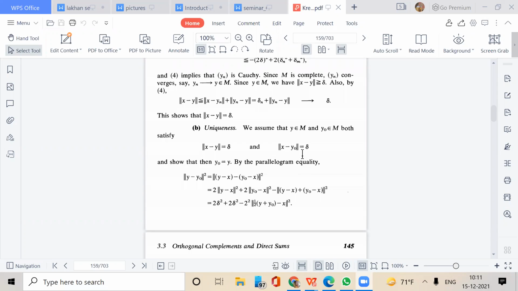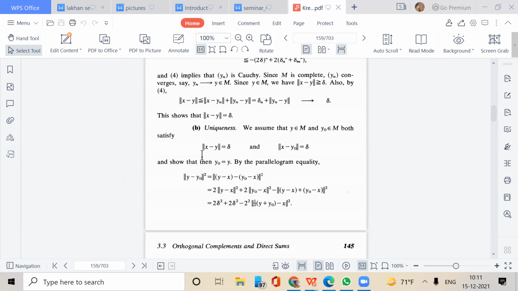Let us see part B of the theorem, yesterday's theorem. Uniqueness. We assume that y belongs to capital M and y naught belongs to capital M. Both satisfy norm of x minus y is equal to delta and norm of x minus y naught is equal to delta.